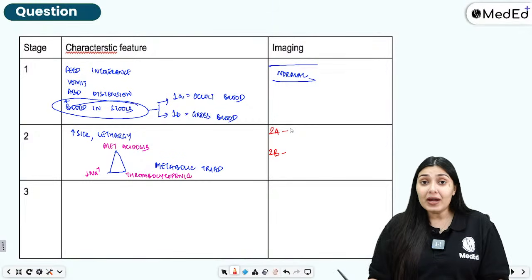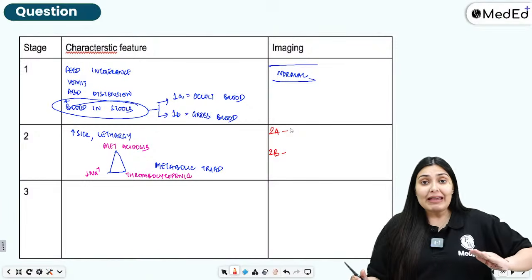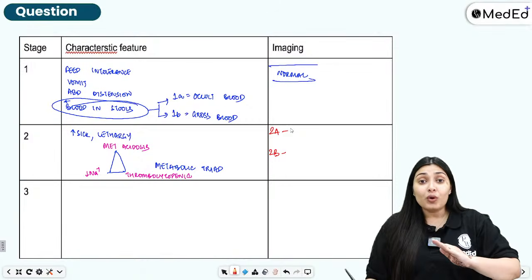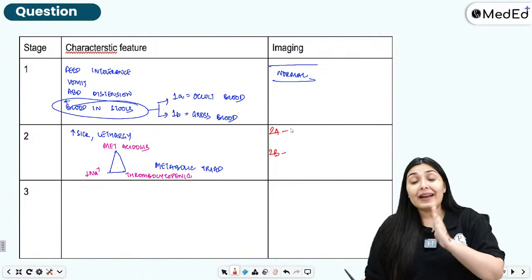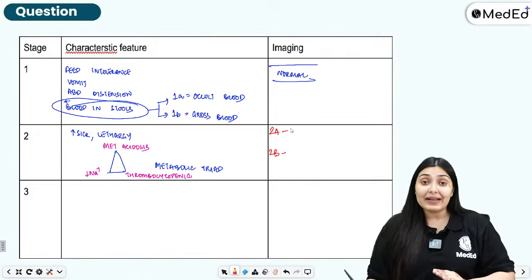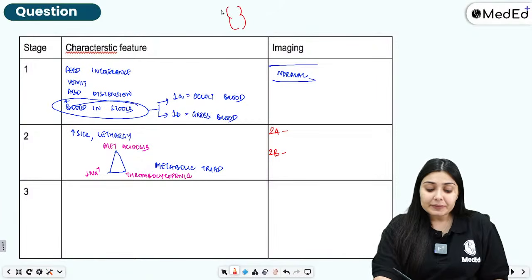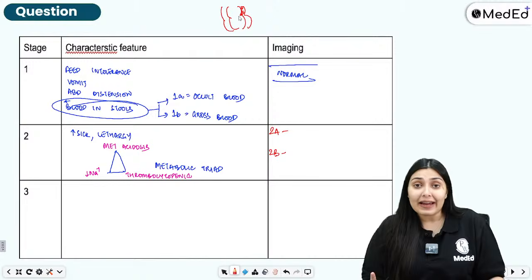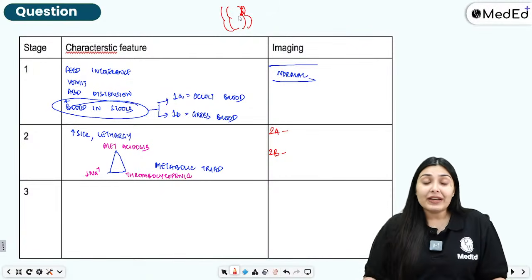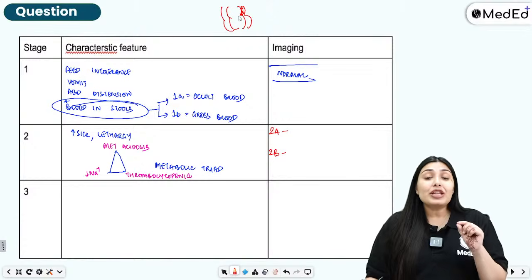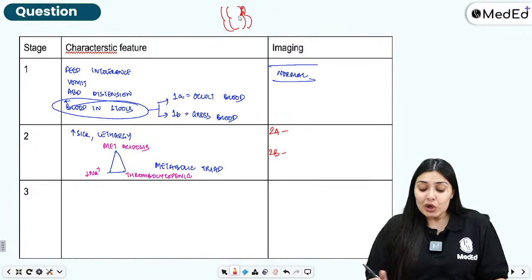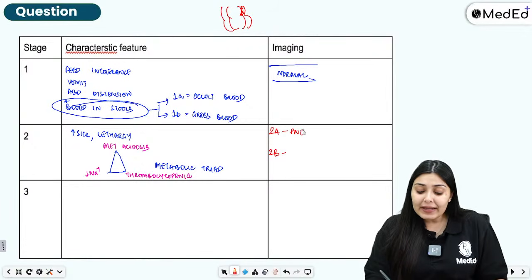In 2A, you see that the air has started to go and get wrapped in between the lining of the intestines. Right? So if this is my intestinal lining, I will see air trapping within the intestine lining, within the wall of the intestine. This is known as pneumatosis intestinalis. So in 2A, you see this finding, pneumatosis intestinalis.